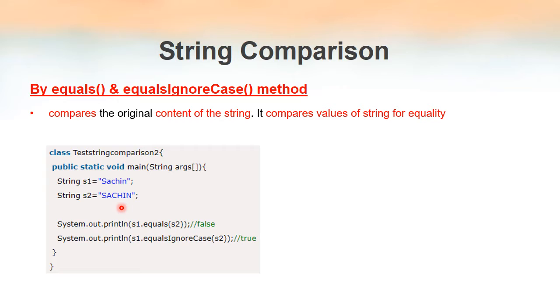We have discussed before that Java is a case sensitive language. That means Java considers small letters and capital letters as different. So according to Java, the word S1, Sachin, and the word S2 are different, even though they are the same for us, because here there is only one capital letter, and here it's everything in capital letters.